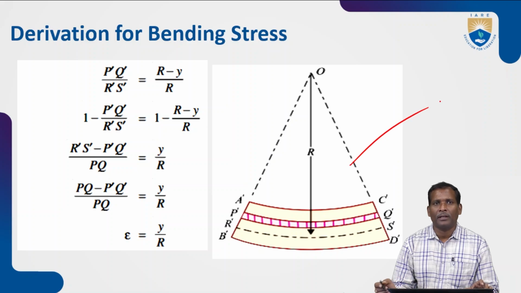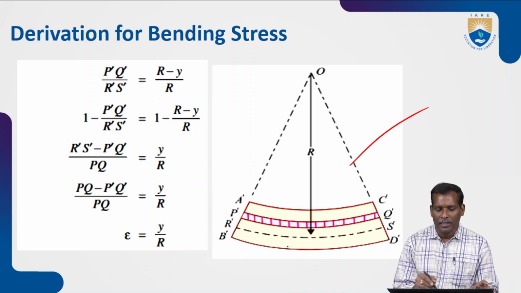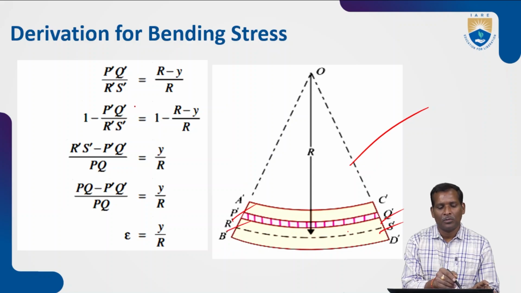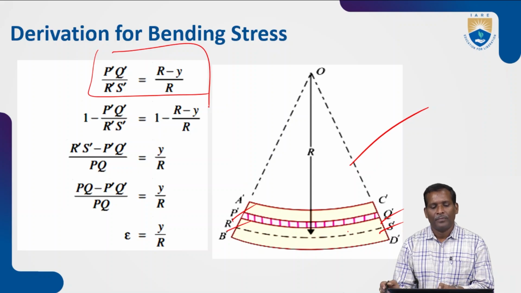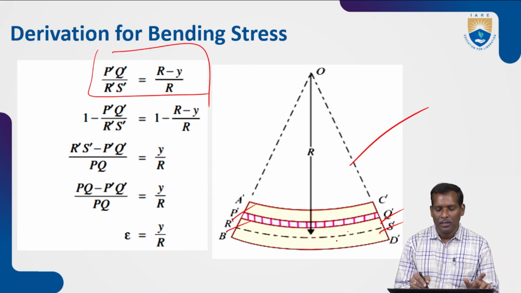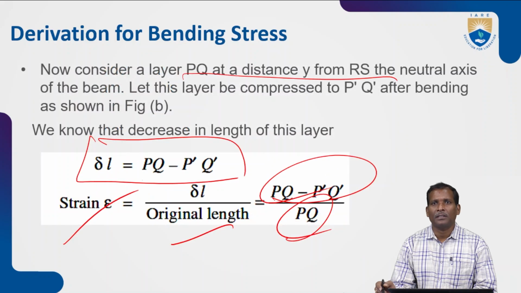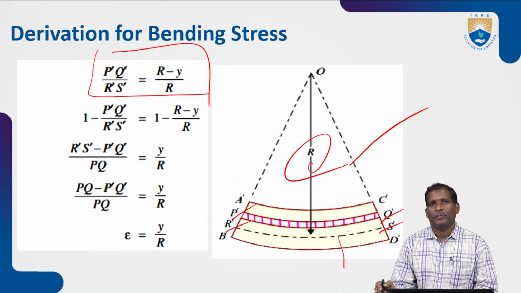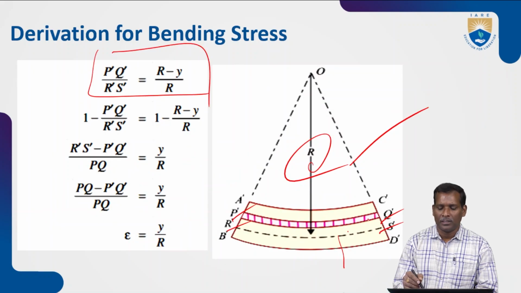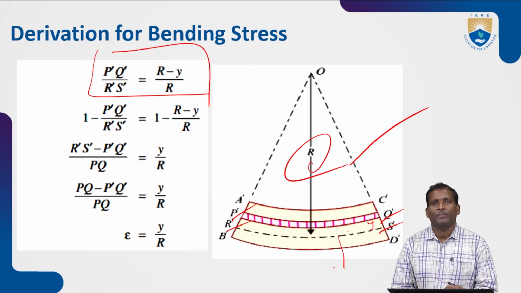See here, take the diagram after bending. A dash C dash and P dash Q dash, that distance is y. Now take the triangle: P dash Q dash by R dash S dash is equal to R minus y by R. The R dash S dash is the original radius, that is R, and P dash Q dash is R minus y, because the distance is y from its neutral axis.